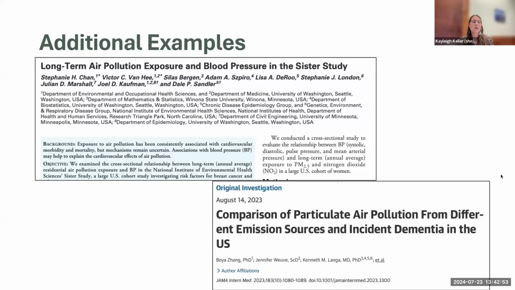Additional examples, if you're interested in other papers out there. Some of what I've shown so far has been a little bit more on the mathematical, statistical, technical side. These are two papers which are on the epidemiology clinical side, looking at air pollution exposure and blood pressure in the Sister Study. So this is the primary reference for the example I gave just a moment ago with the Sister Study, and then also with some of our colleagues who are also a part of the Gateway, who are looking at the HRS cohort in the United States, a comparison of particular PM sources and incident dementia. This was another analysis where they adjusted for space using splines.